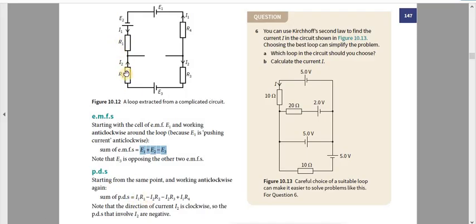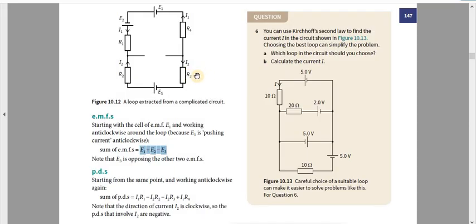Now we are still going down, but if you look at R2, the current through it is going the other way. So that's why we write a negative sign here. Note that the direction of the current I2 is clockwise, so the potential differences that involve I2 are negative. So it will be a minus sign, then I2 R2. That will be the potential difference across this resistor.